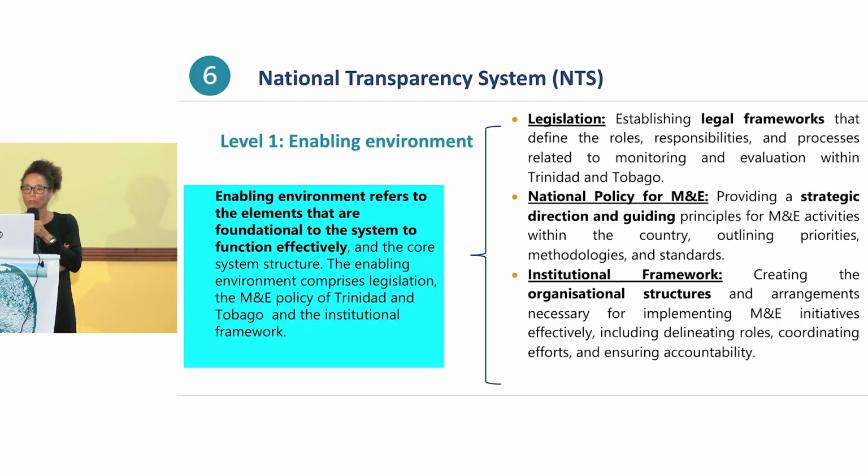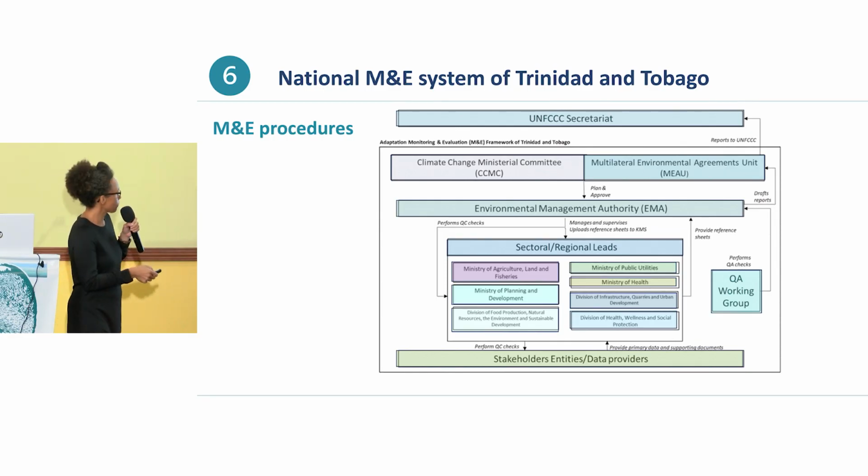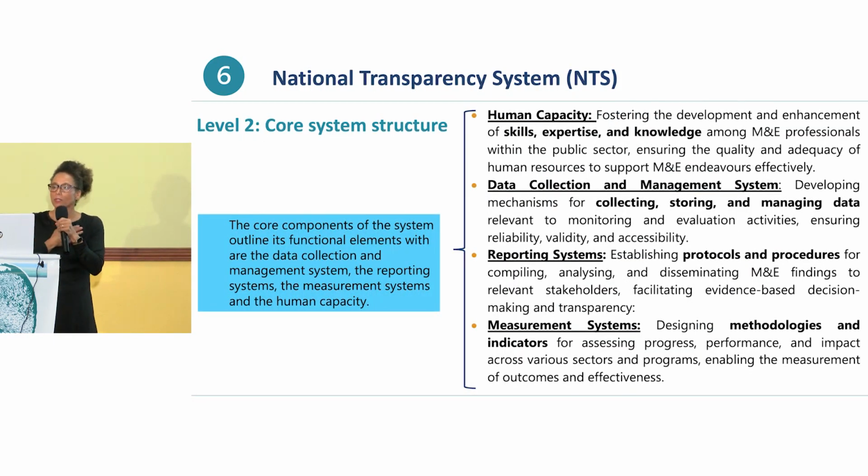It is important for strategic direction, guiding the national policy, and it is important for the institutional framework, so creating the organizational structure. Sometimes we have to create new authorities or new roles in authorities, as you can see here in this picture. Sometimes we have to create new roles, as we did for the Environment Management Authority. And the core components, the human capacity, as I said, it is very important to enhance the skills, the expertise, and the knowledge at all levels.